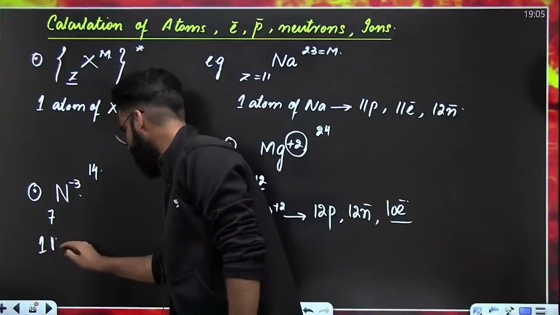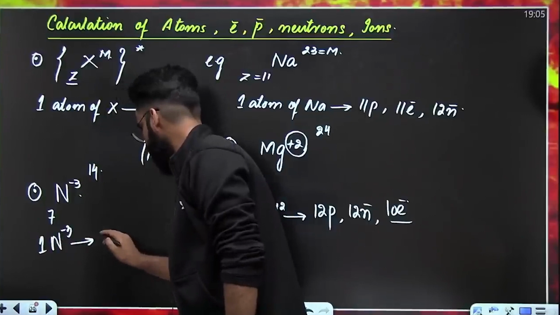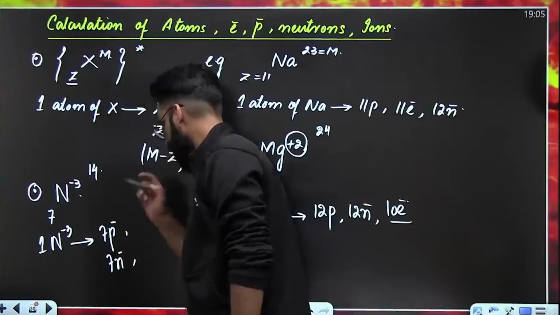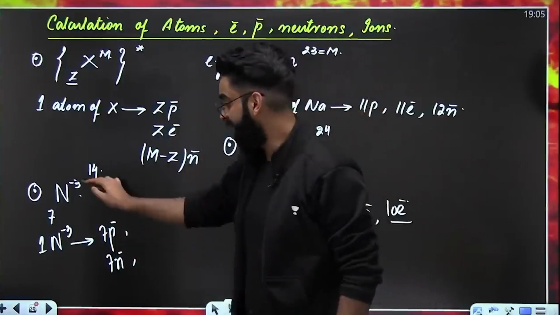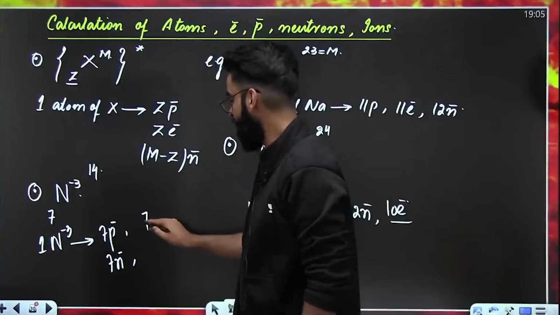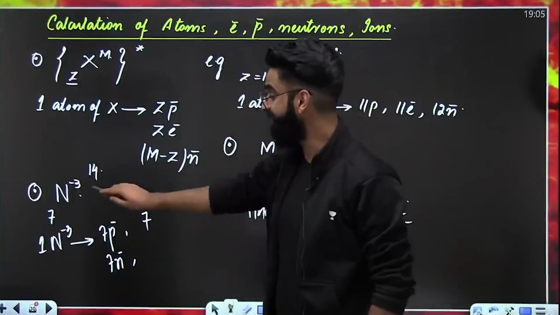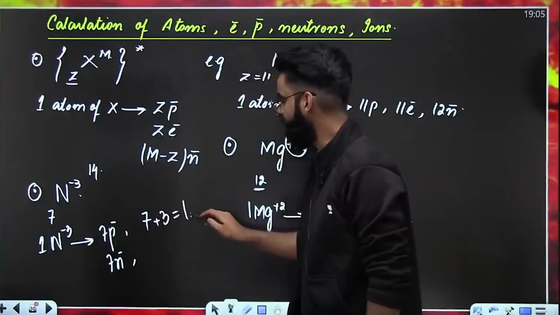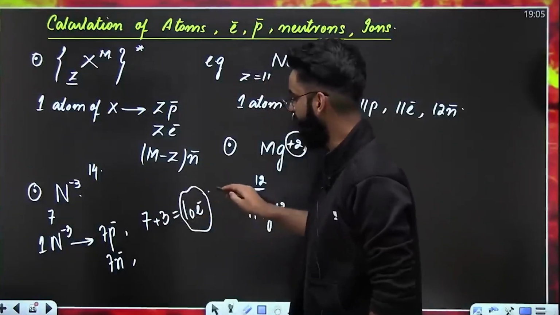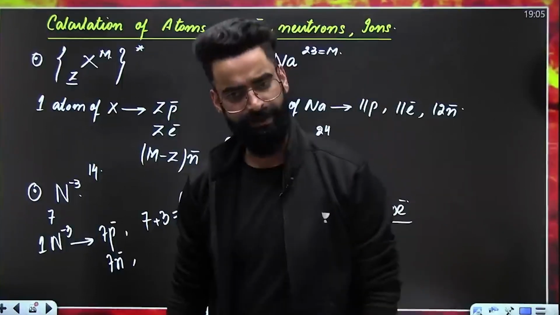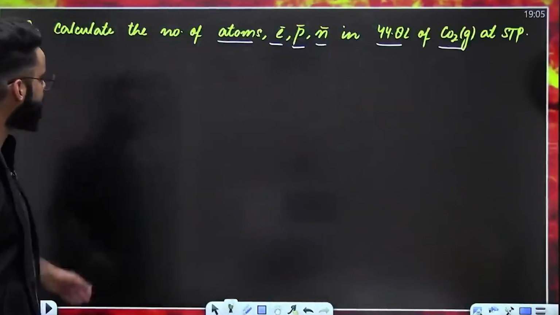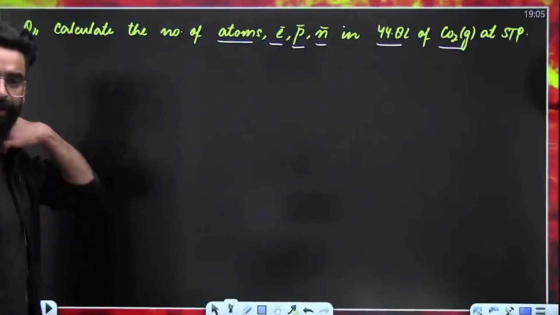I can say 1 N tri-negative contains 7 protons, 7 neutrons. How many electrons? If there was no charge on nitrogen, then 7 electrons. But there is a tri-negative charge, so it has gained 3 electrons. So 7 plus 3. So in 1 N tri-negative, you'll find 10 electrons. Correct? Simple, basic. Now, let's try to solve the question.